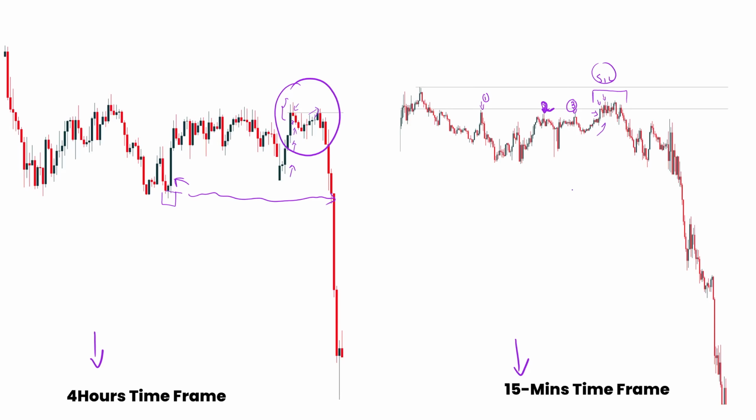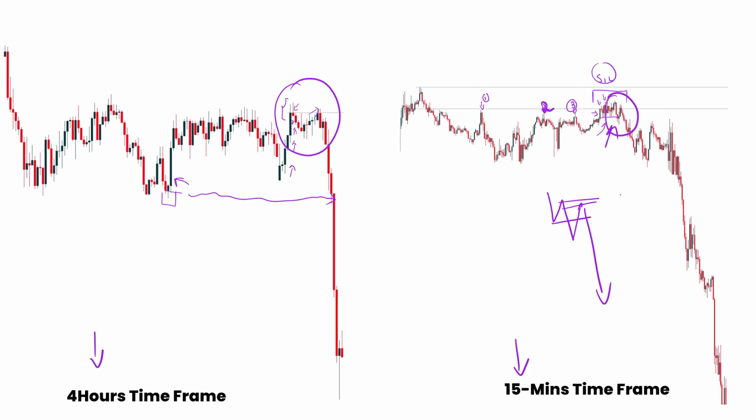But you can use other types of confirmations. If we look closely here, you can wait for the previous low to be broken first to make a break of market structure like this, and then wait for the market to come to a supply zone so that you can enter the market short, like on this area here.